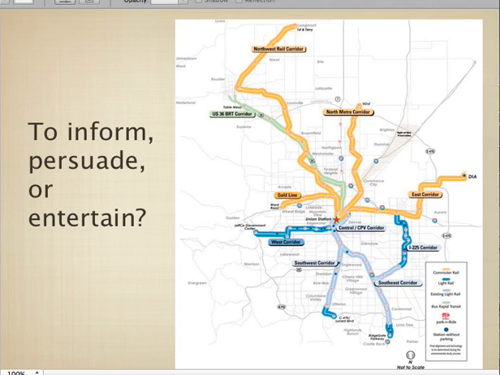Here we have the future prescribed map of what will be the light rail throughout Colorado. It's not persuasive because it's not asking us to take the light rail or to provide money. And it's not really entertaining, although it does kind of look like an octopus. But it is informational in its text. We can get lots of information from it. Most maps are the same way.